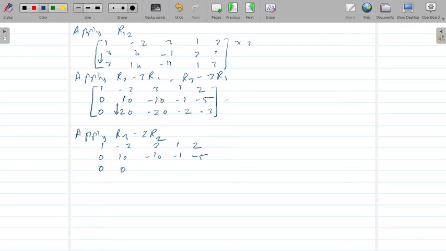We are multiplying by 2. So minus 20 plus 20 is 0. Then minus 2 plus 2 is 0. Then minus 3 plus 10 is 7.